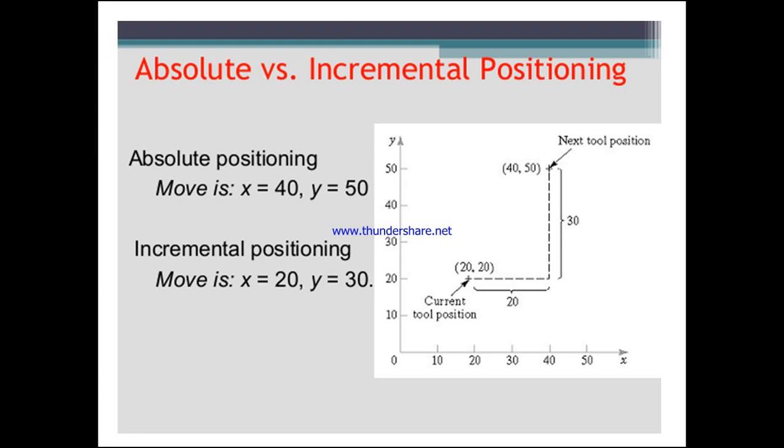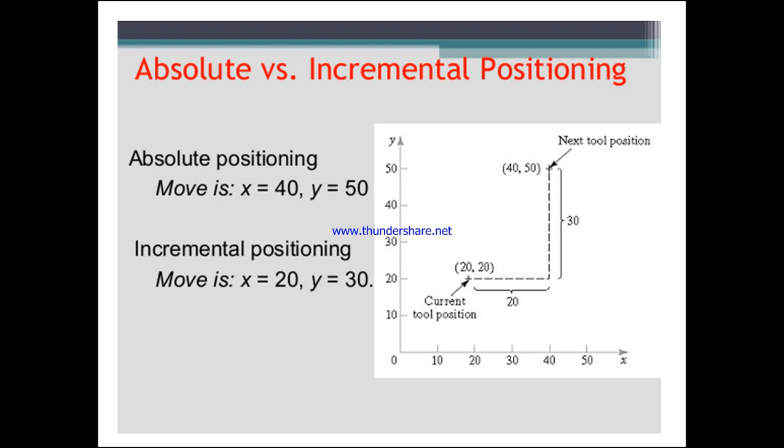But here, when we talk about absolute positioning, in the x direction it moves to 40, and in the y direction it moves to 50. So from the current tool position, it goes to 40 and it goes to 50. That gives you the absolute. But when you talk about incremental, it moves 20 in the x direction and 30 mm in the y direction. So 20 and 30, which gives you the 50 there. That is the incremental positioning.